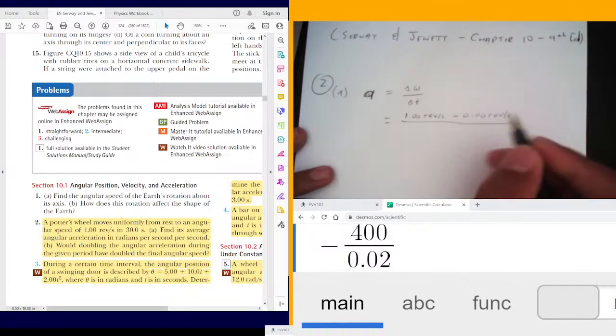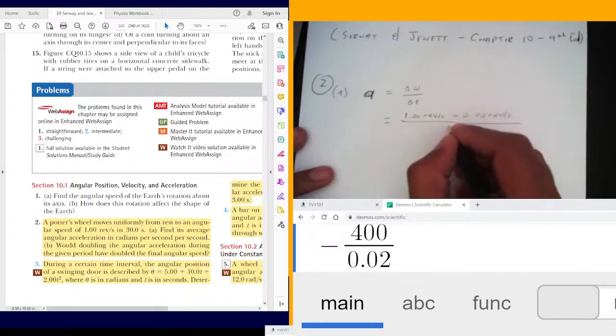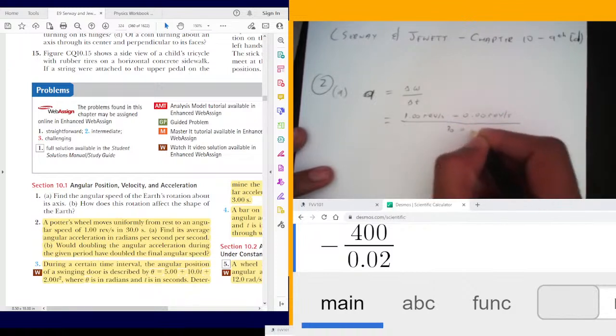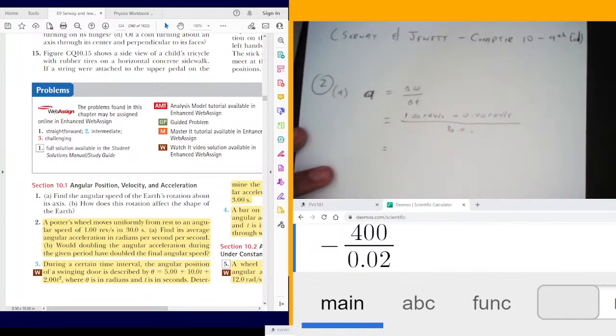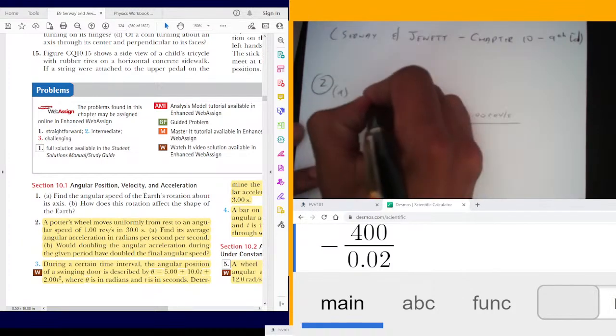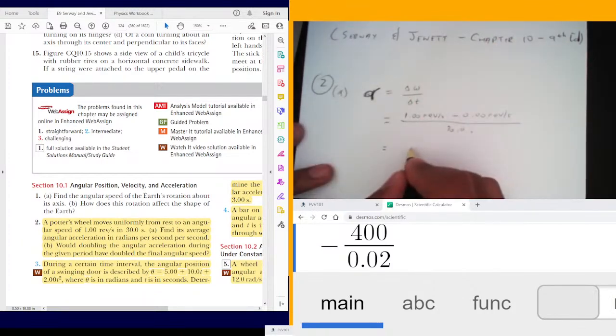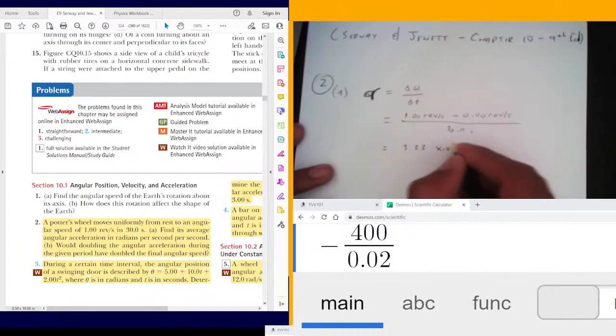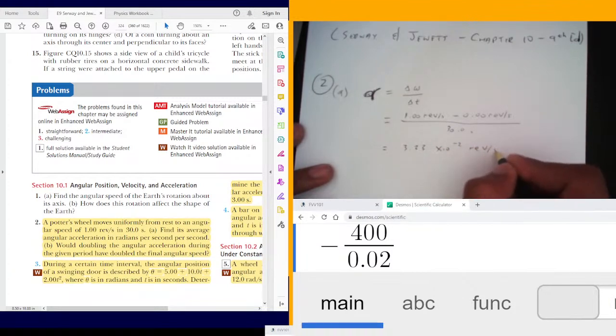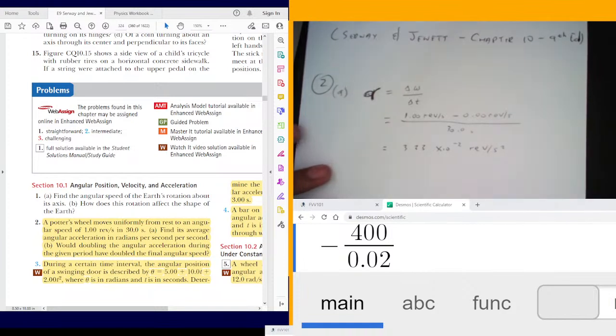So our answer is going to be in revolutions per second, and the time it takes to reach that is 30 seconds. So our angular acceleration alpha is equal to 1 divided by 30, which is 3.33 times 10 to the negative 2 revolutions per second squared.